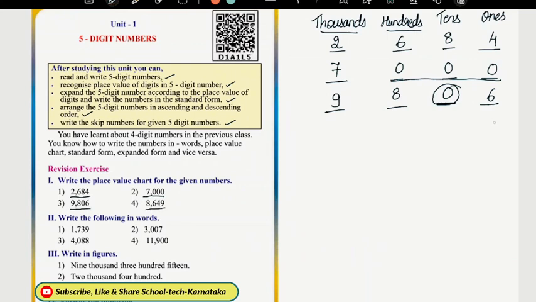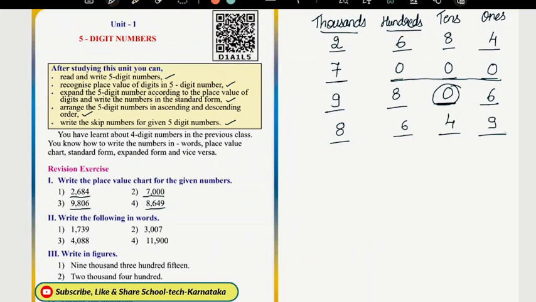Then for the fourth given number 8649, it is from ones, 9, 4, 6 and 8. Let's try to read this number. 8649.